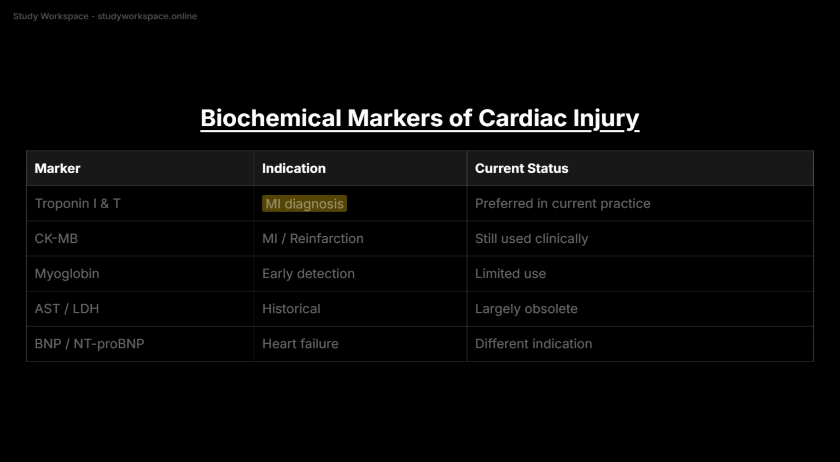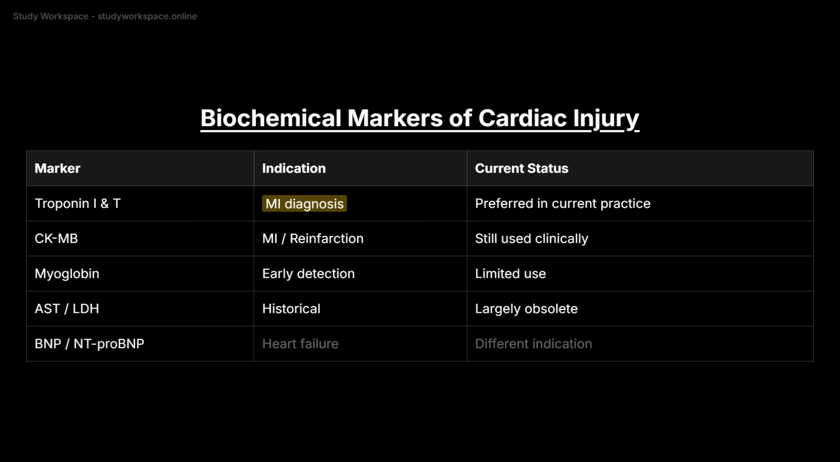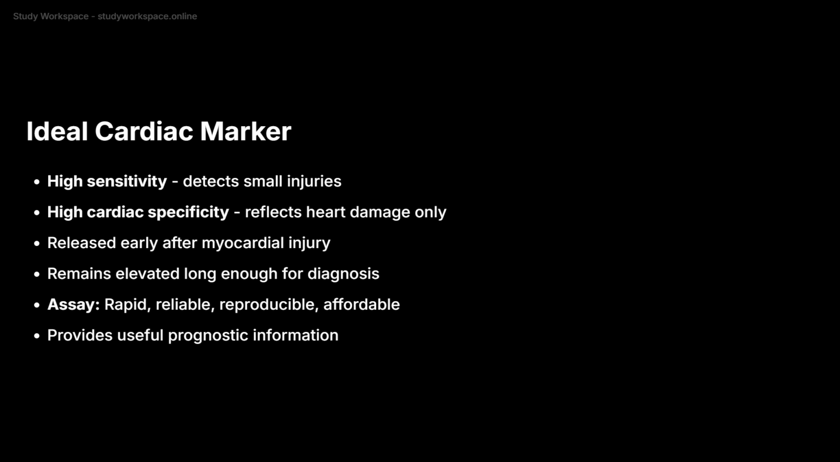Let's move on to another important examination question. Can you list the biochemical markers of myocardial injury? Pause the video if you would like to answer before we continue. The principal markers are cardiac troponin I and cardiac troponin T, which are the preferred markers in current clinical practice. Other markers include creatine kinase MB and myoglobin. Historically, AST and lactate dehydrogenase were also used, although they are now largely of historical interest. For patients with suspected heart failure rather than myocardial infarction, brain natriuretic peptide and N-terminal pro-brain natriuretic peptide are important laboratory markers.